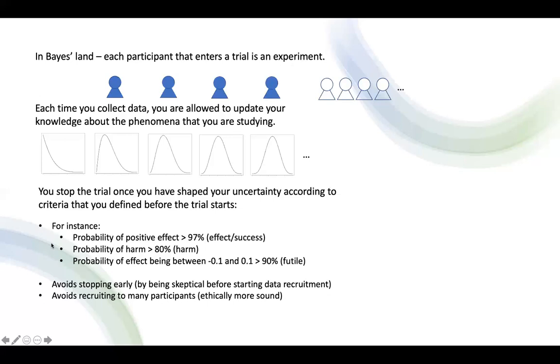And because we're in Bayes land, we can do this per participant. You can recalculate these probabilities every time you get a new data point. So you will stop precisely when you have the results you were looking for, or when you've shaped the uncertainties in ways that are important to you. Incredibly powerful. Okay.